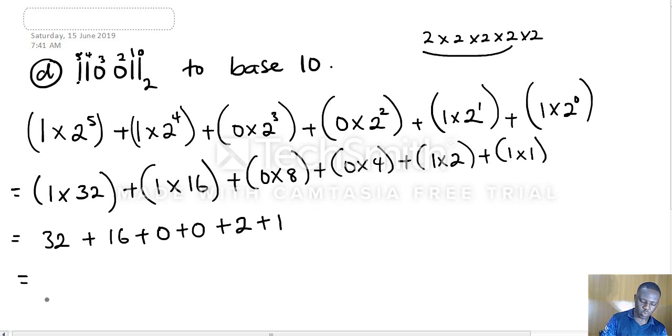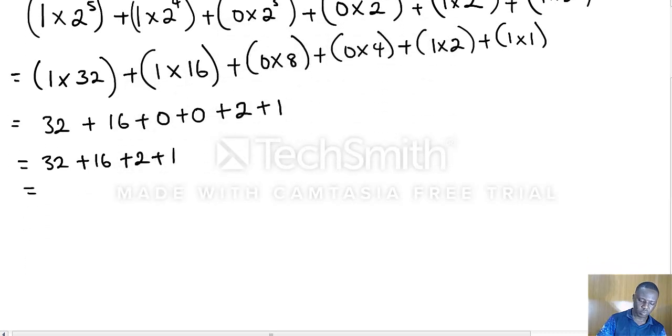So this is equal to 32 plus 16 plus 2 plus 1. 32 plus 16 is 48, 48 plus 2 is 50, and 50 plus 1 is 51 base 10.